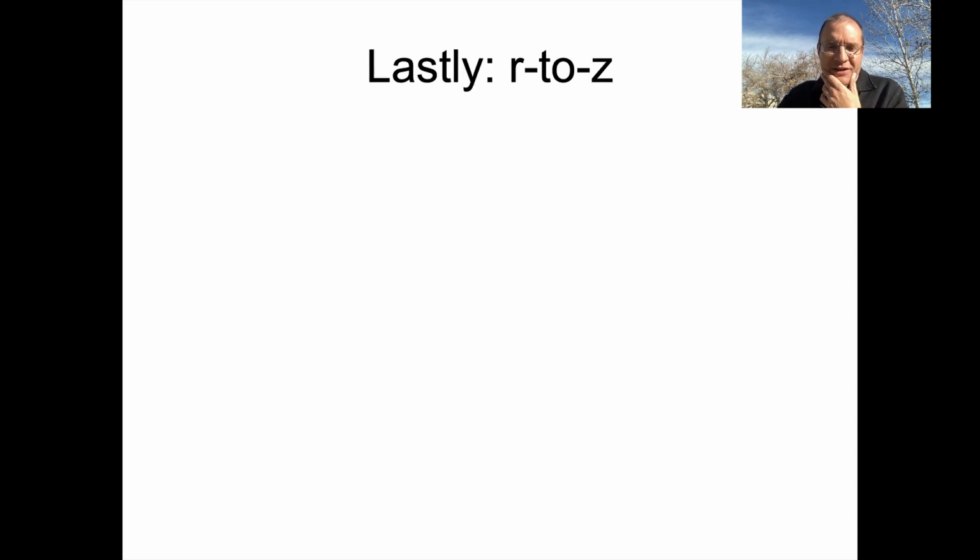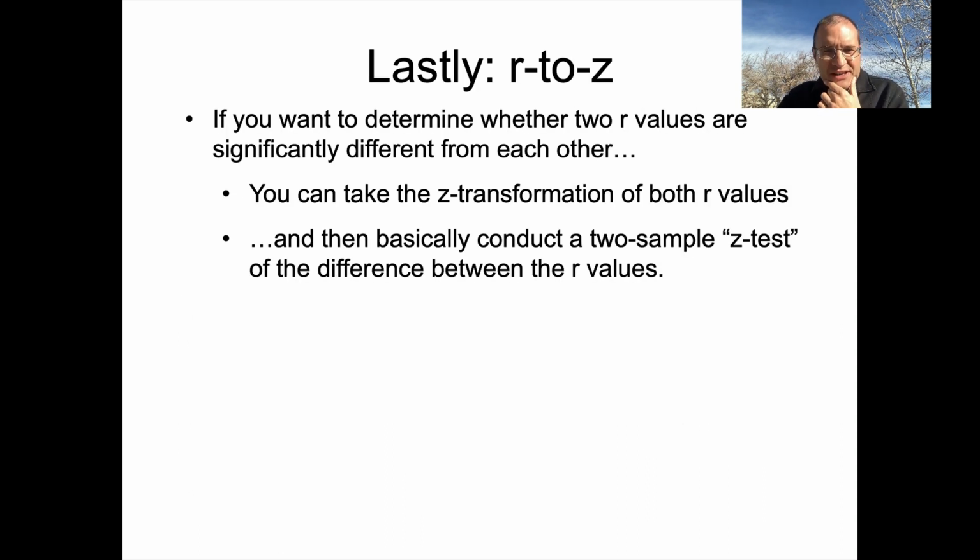The last thing I'm going to mention in this part of the lecture is the R to Z transformation. And this can be useful. This is a question that has come up in this class many times before, including in that 2013 class. If you want to determine whether two R values are significantly different from each other, there's a method you can use, and I picked this up from the Introduction to the Practice of Statistics textbook. It seems to work just fine, but I don't see it used that often in linguistics research, though you can use it because it's statistically valid.